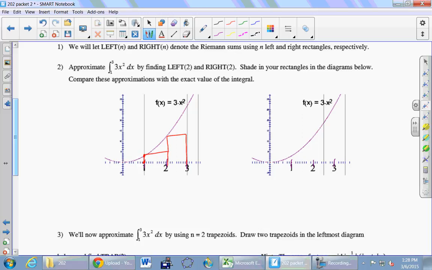So with your neighbors, spend like the next 60 seconds. I want you to find the sum of the area of those 2 rectangles, and then I want you to draw 2 right rectangles and again find the sum.